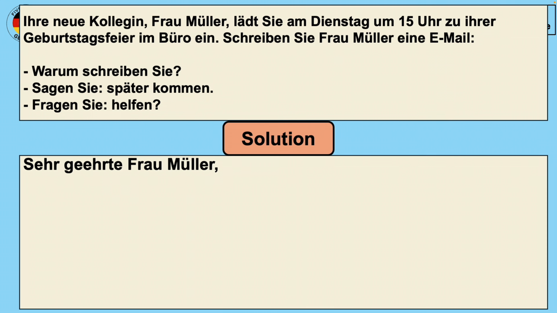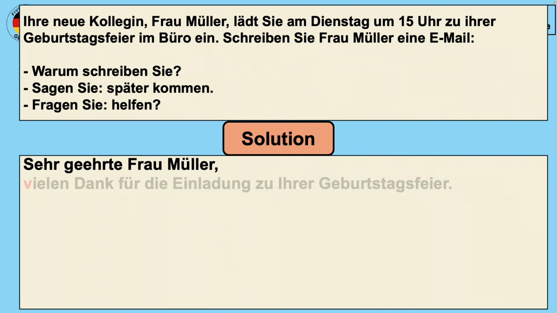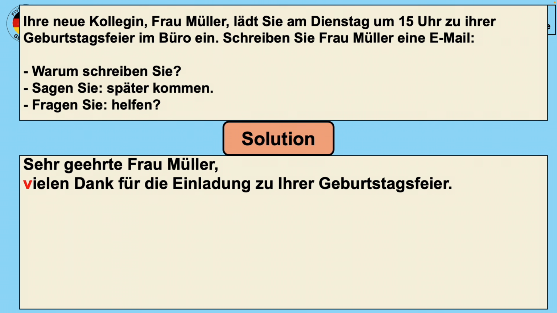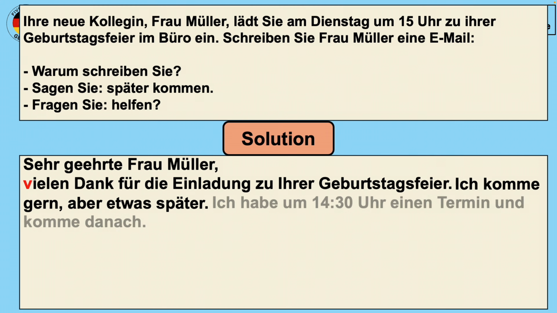Now in this case, since we know the person, we will say Vielen Dank für die Einladung zu Ihrer Geburtstagfeier. Thank you very much for the invitation to your birthday celebration. And you see that the first letter is small over here as well. Then we can write Ich komme gern, aber etwas später. I will gladly come, but a little bit later. Ich habe 14:30 Uhr einen Termin und komme danach. I have an appointment at 14:30 and will come after it.